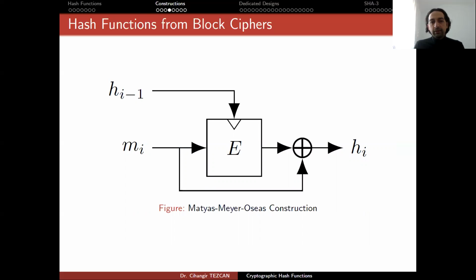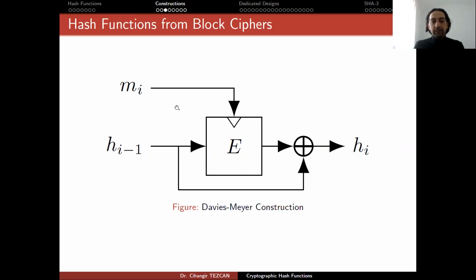So this is the next picture. You can ask what has changed. We just switch the places of HI-1 and MI. If I go to the previous picture, this was like this. In the Davies-Meyer construction, you have the message block as the key and the hash value as the plaintext block.